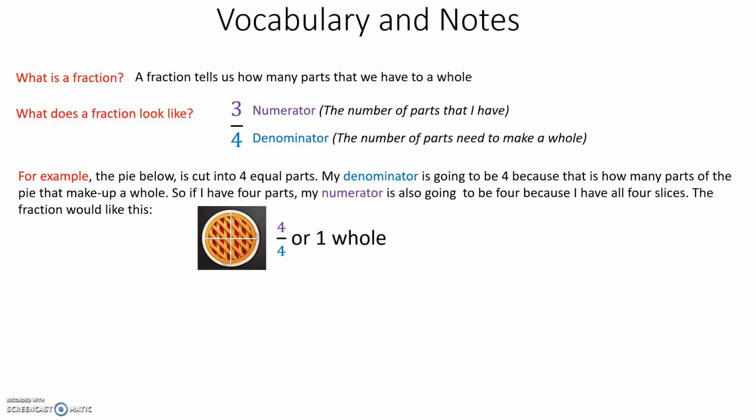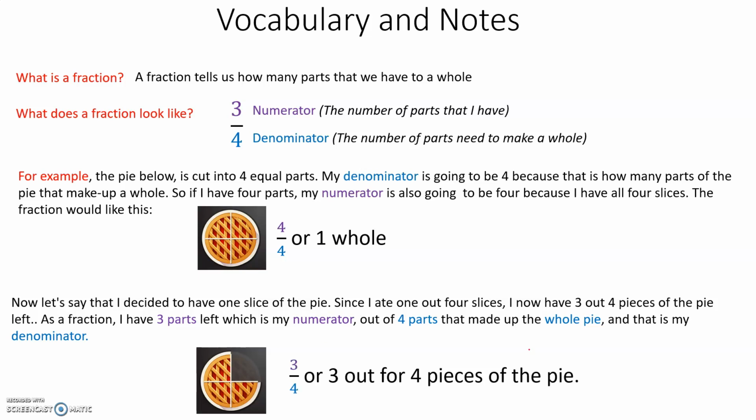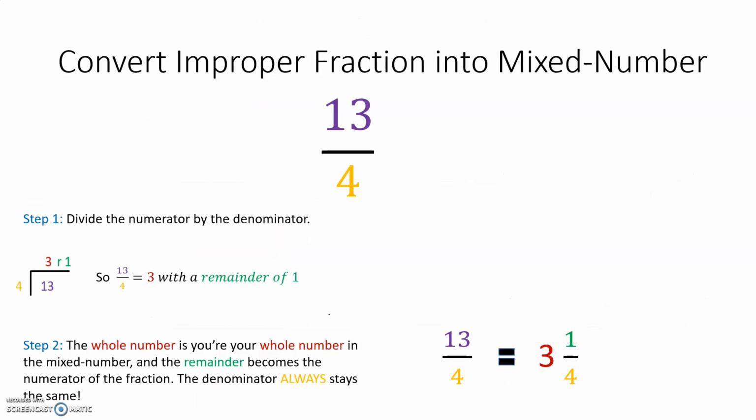We say one whole. Now, let's say that I decide to have one slice of pie. Since I ate one out of the 4 slices, I now only have 3 out of 4 pieces of the pie, and that is a fraction. So I have 3 parts left over, and that's my numerator, and then 4 parts make up my whole. So I have 3/4 of a pie, or we could say 3 out of 4 pieces of the pie.